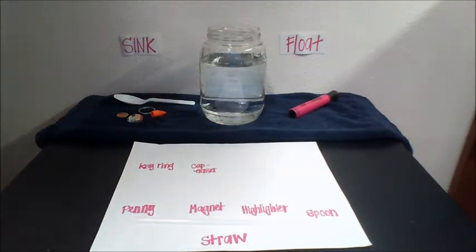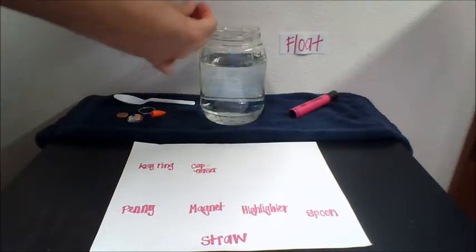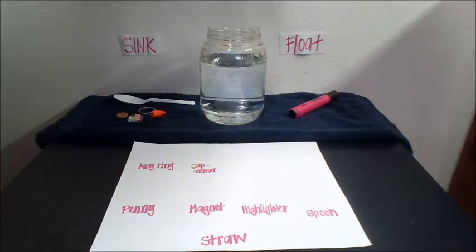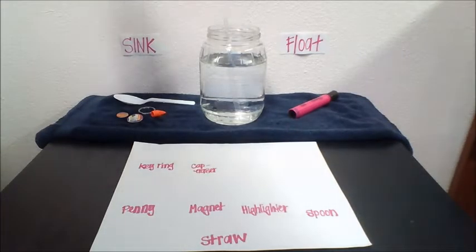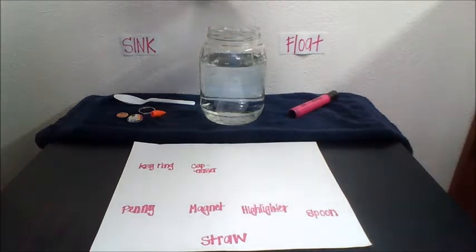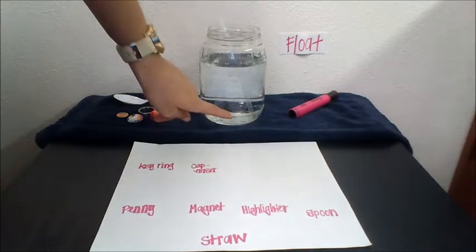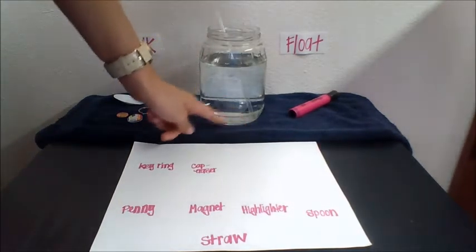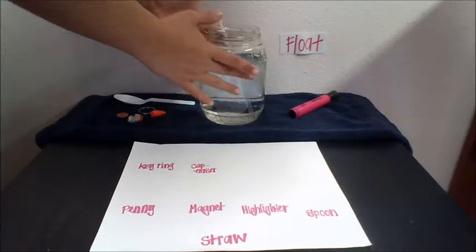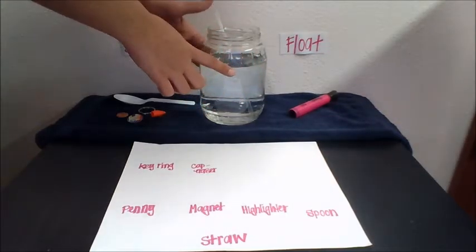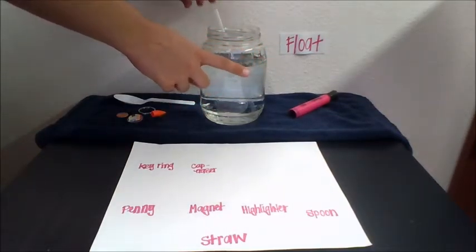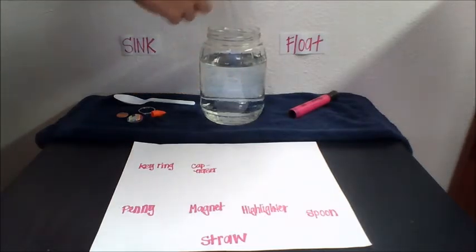And lastly, we have the straw. So let's test our straw to see if it will sink or float. In this case, the straw went all the way to the bottom, so that means it sank. And this amount of substance in this liquid is less dense than the straw. The straw is more dense than the liquid. So that means the straw sank.